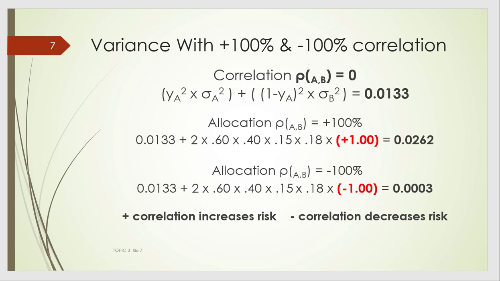If we look at the allocation when it's minus 100%, now we're seeing 2 times 60 times 40 times 15 times 18 times minus 1. You're subtracting the entire covariance formula, and the variance goes to almost 0, 0.0003 or 0.03%. So stopping at this point, if we start at the top, as we add positive correlation, the variance is getting larger. As we add negative correlation, variance is getting smaller. So correlation definitely influences the amount of risk exposure you have in your portfolio.